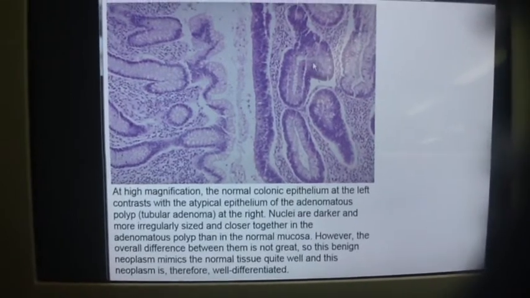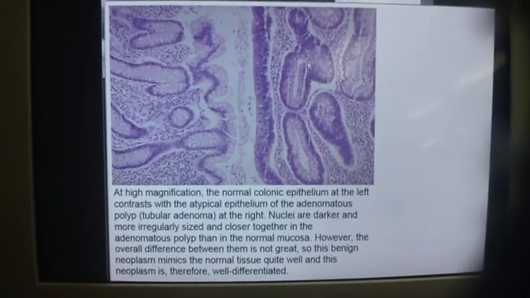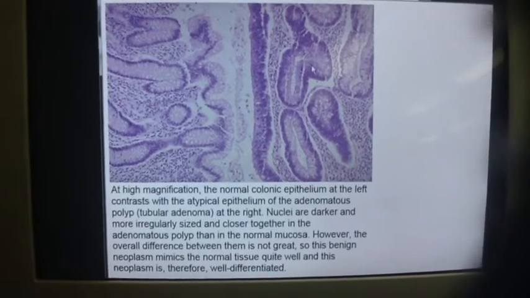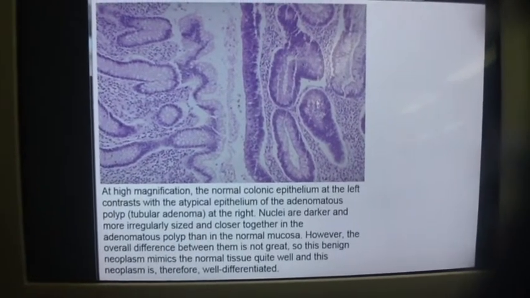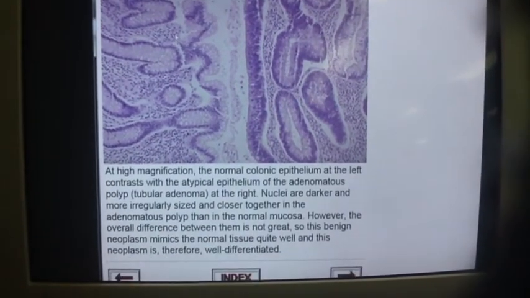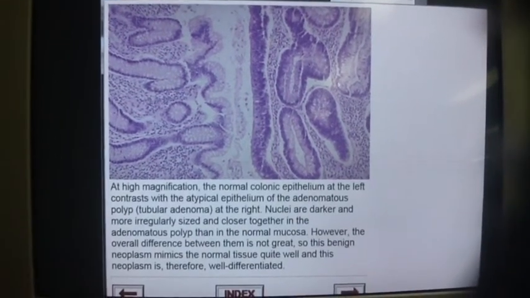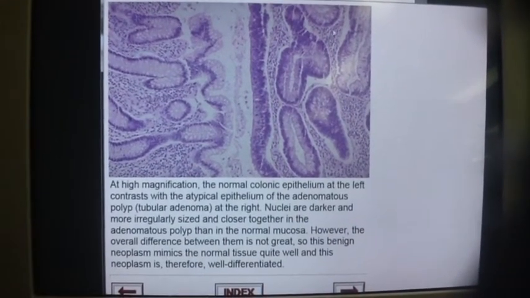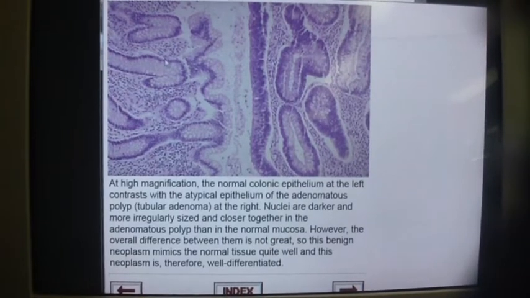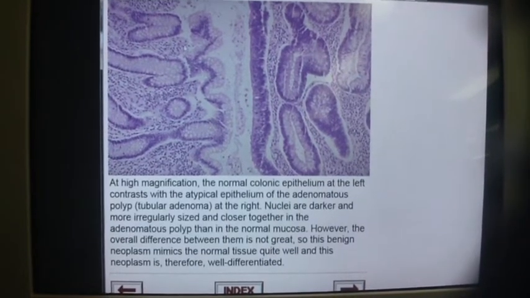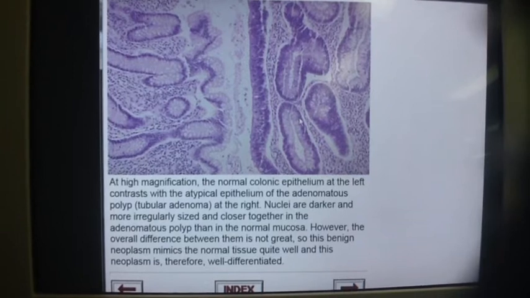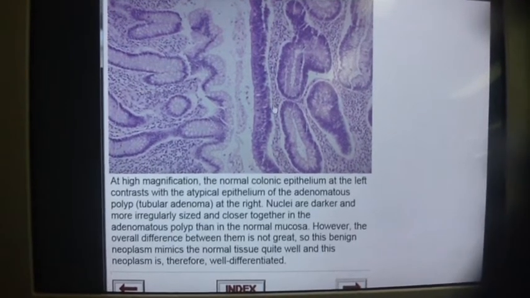hyperchromasia, and also an increase in mitotic activity. These dark areas are the mitotic figures. We will see them later on in a higher magnification. So we still have similar crypts to the normal tissue. It's very similar to the normal tissue, so this is a well-differentiated type of tumor.